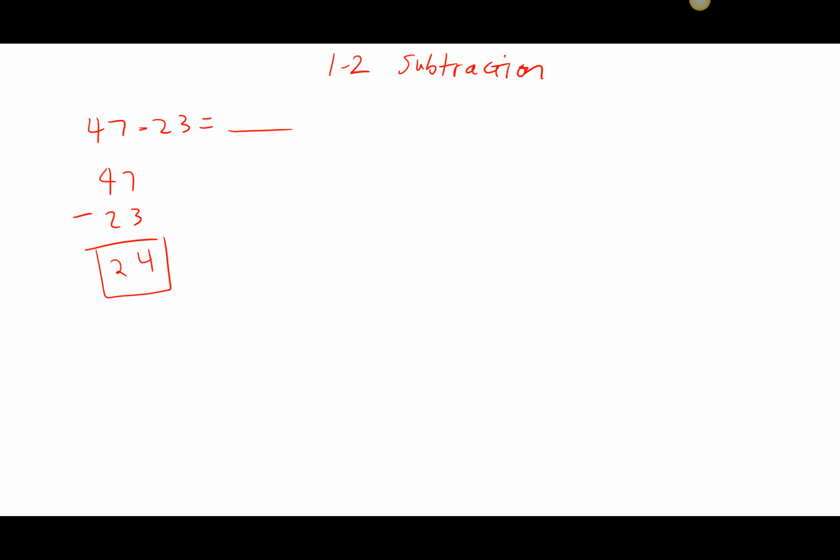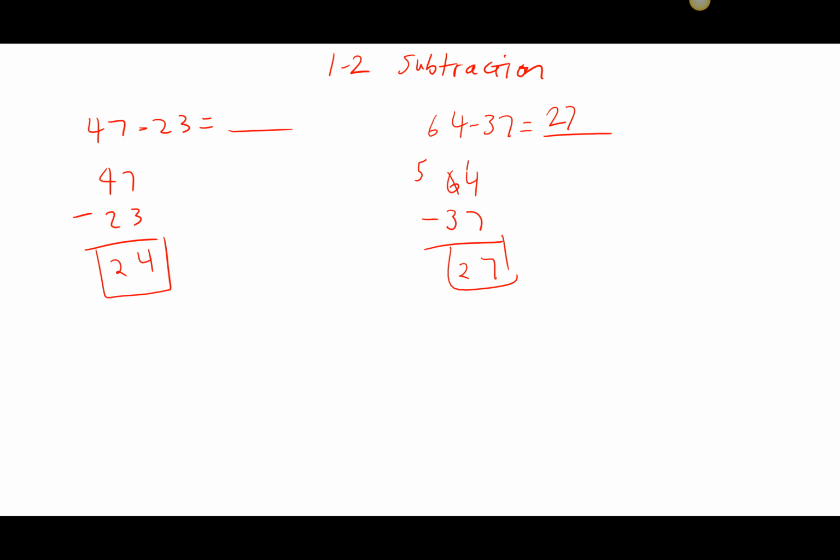But what if you have something like this? 64 minus 37. Remember, if it's 4 minus 7, you can't subtract that. You have to borrow. So we're going to borrow 1 over here. 7 minus 14 is 7. 3 minus 5 is 2. Or 5 minus 3 is 2. So that's going to be 27. Circle your answers. Okay? Let's do one more.